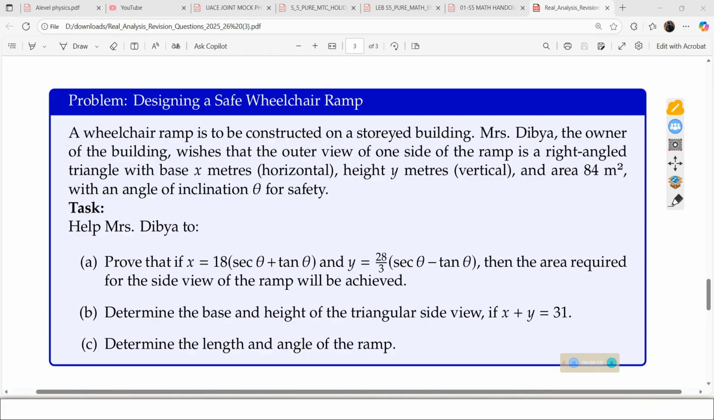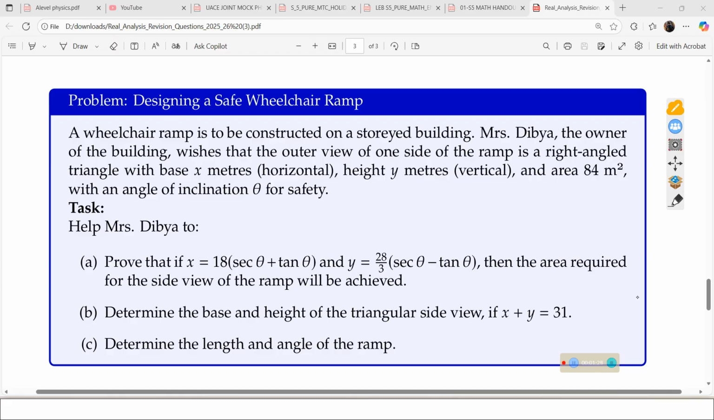It says a wheelchair ramp is to be constructed on a storage building. Mrs. Divya, the owner of the building, wishes that the outer view of one side of the ramp is a right-angled triangle with base x meters, that is the horizontal, and height y meters, that is the vertical, and area 84 meters squared, with an angle of inclination theta for safety.